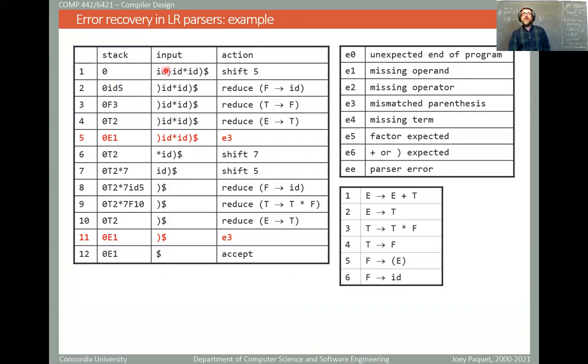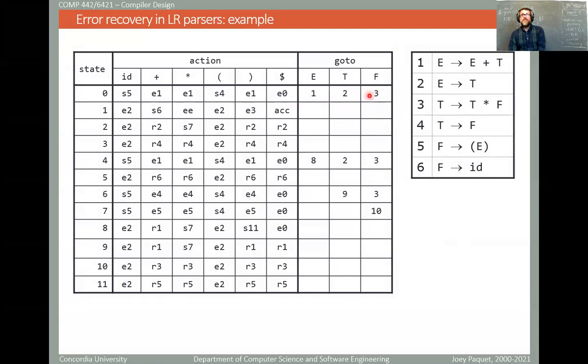So here I'm actually reducing this. Essentially, I have this ID on top of my stack, so I can say that this ID can be reduced into an F. So I'm going to remove this ID from the stack along with its state here. I'm going to pop the 5, pop the ID, and then push the F, which is the left-hand side of this rule. So reduce gives F to ID, I remove the ID, replace it with F. And then I go into the table, 0 F, and I see 0 F is 3.